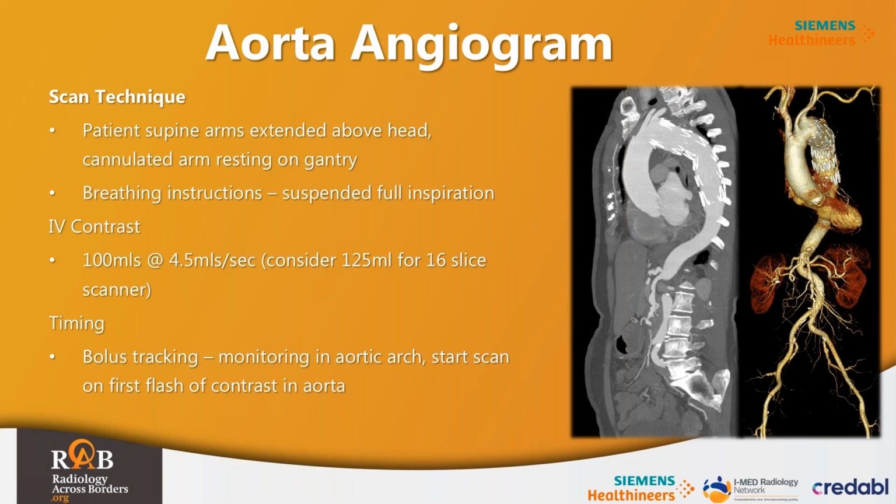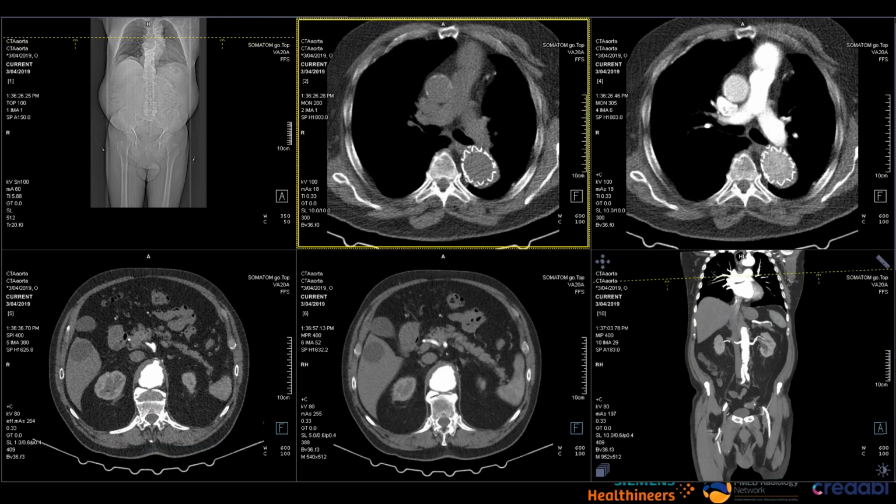So again, we're going to bolus track. So we're going to monitor off the aortic arch. Once it reaches 100 Hounsfield units, we're then going to scan down, hopefully following the contrast. So here's another example. We've got our topogram, we've got our pre-monitoring, and then our monitoring. It's triggered off of the aorta, and then we've scanned down.